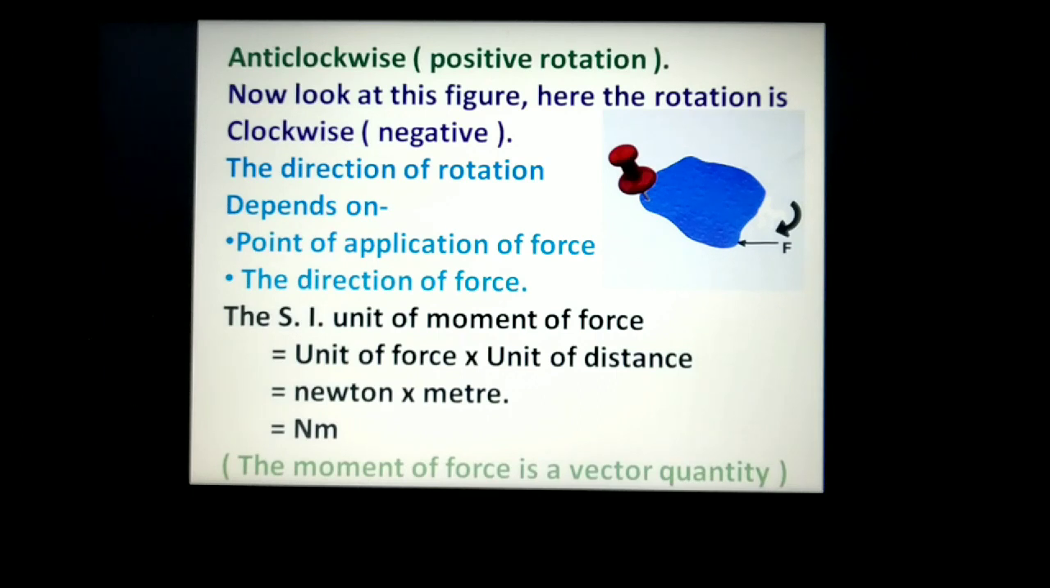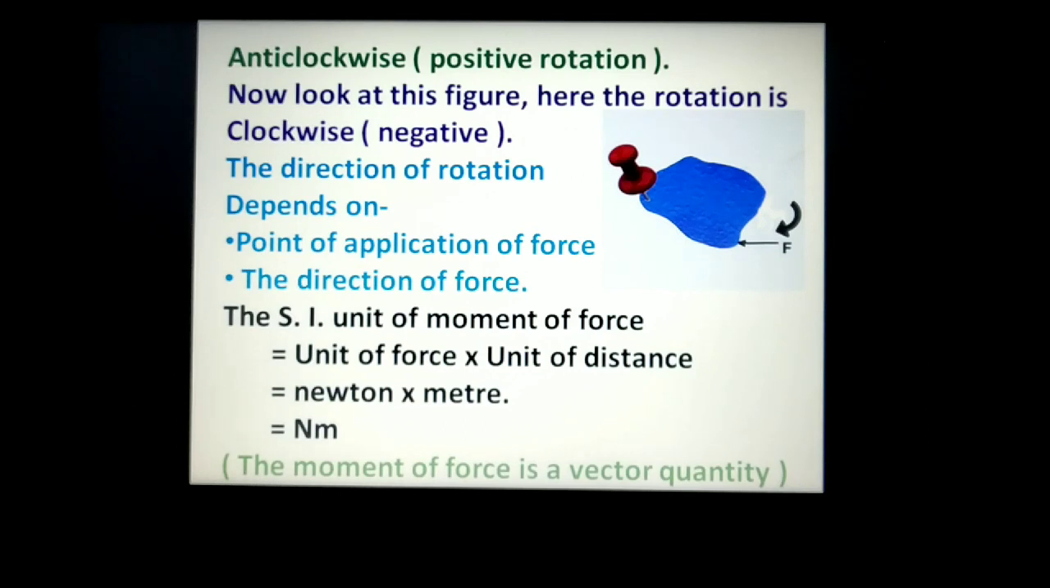Now look at this figure. In this figure the force is applied in such a manner that the rotation is clockwise, and clockwise rotation is taken as negative. Anti-clockwise rotation is positive and clockwise rotation is taken as negative. So moment of force is a vector quantity. The direction of rotation depends upon these 2 points: point of application of force and the direction of force. The SI unit of moment of force is equal to unit of force into unit of distance, that is Newton into meter, that is Newton meter.